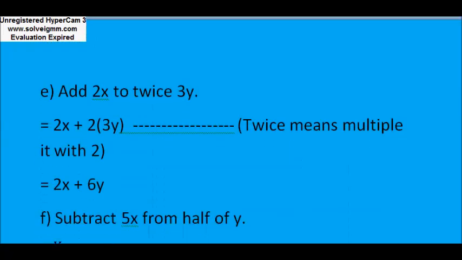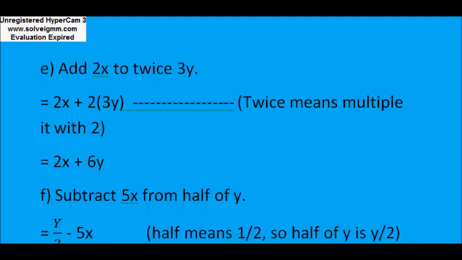Now part E, add 2x to twice 3y. Now here again we have to add two terms, 2x and 2 times 3y. So you can write in this way, 2x plus 2 times 3y. Twice means 2 times. So twice is with 3y, so you will multiply 2 with 3y. And then you have to add both terms. Then after simplification it will become 2x plus 6y.